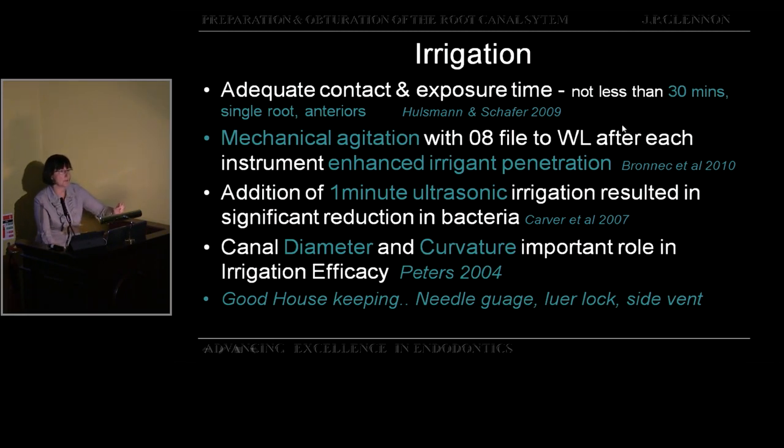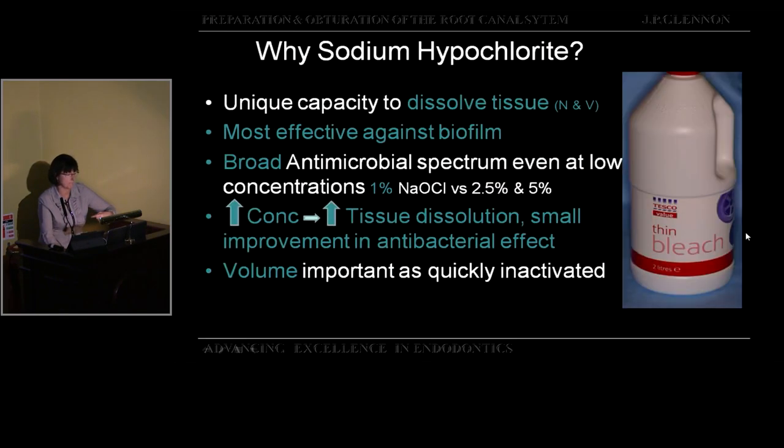If you move your size 8 file up and down between each file size, you will improve the irrigant penetration into the canal. If you add ultrasonics, you actually get a significant reduction in bacteria. But you need to take into consideration how big your prep is and whether there is a curvature, because they all affect the fluid dynamics. If you're using sodium hypochlorite, we need to be really careful. We need to avoid a sodium hypochlorite incident where we've extruded the material, because that's quite significant. Luer lock syringes and side vents.